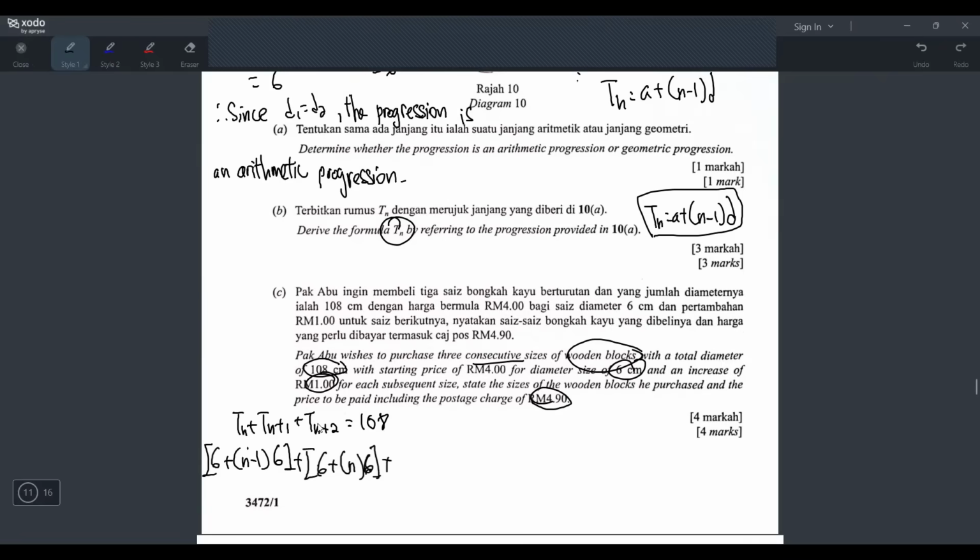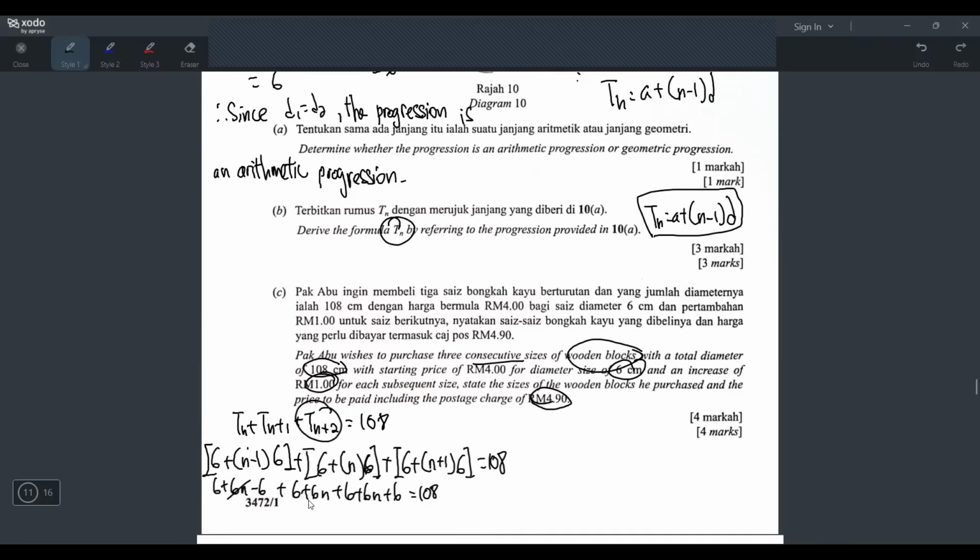Okay, and then the last one, this one is for Tn plus 2. So what is the A? The A is 6 plus N minus 1. But your N is N plus 2. So N plus 2 minus 1, N plus 1. And then times D, which means 6, equals 108. Okay, expand everything: 6 plus 6n minus 6, plus 6 plus 6n plus 6, plus 6n plus 6 equals 108.